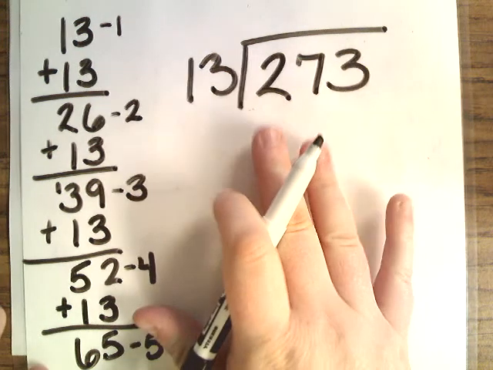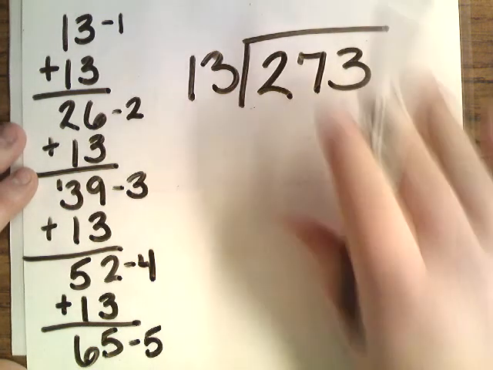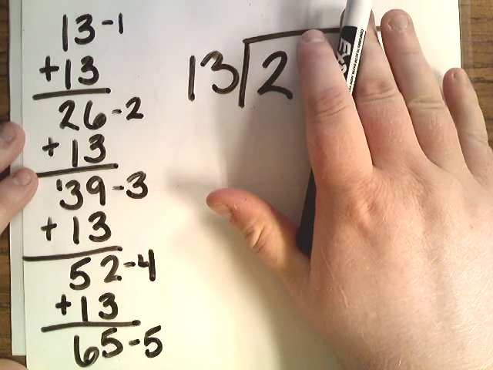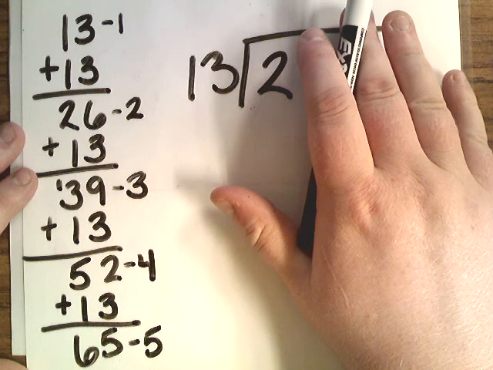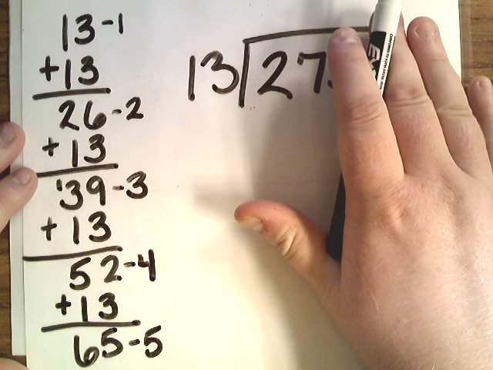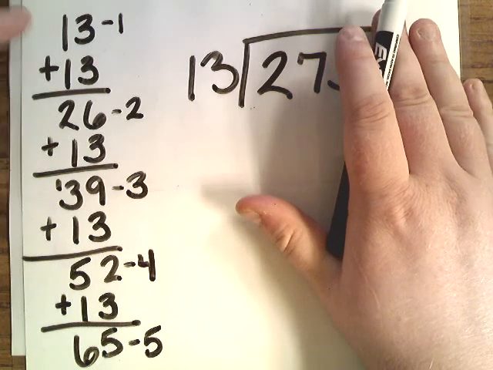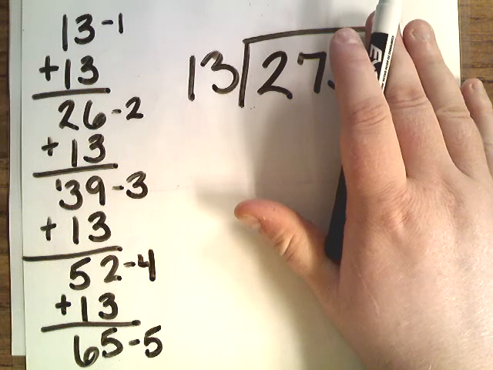And we're actually going to solve this problem over here, okay? We're going to look at this and we're going to go, okay, how many times can 13 fit into 2? Well, it can't, right? There's no groups of 13 in 2. So we're going to look at 27. Well, how many groups of 13 fit into 27? Let's look over here at our running total and figure it out.